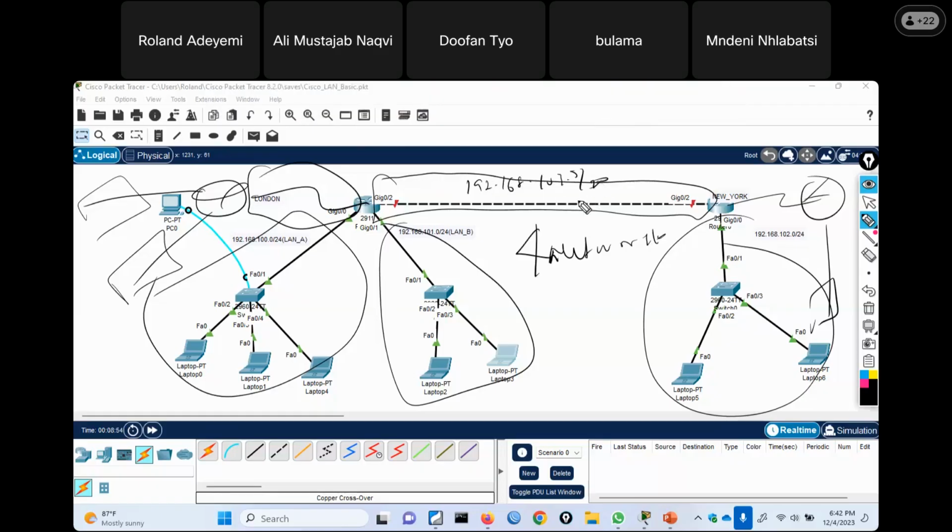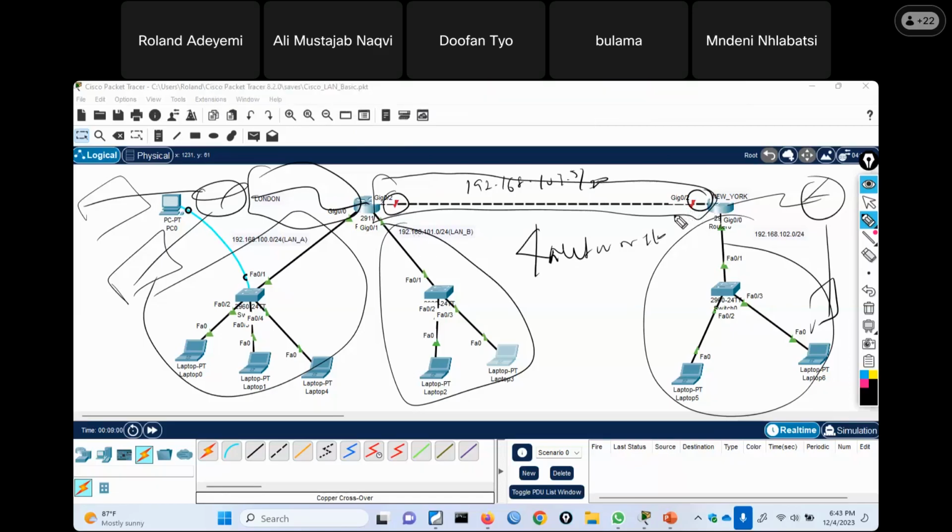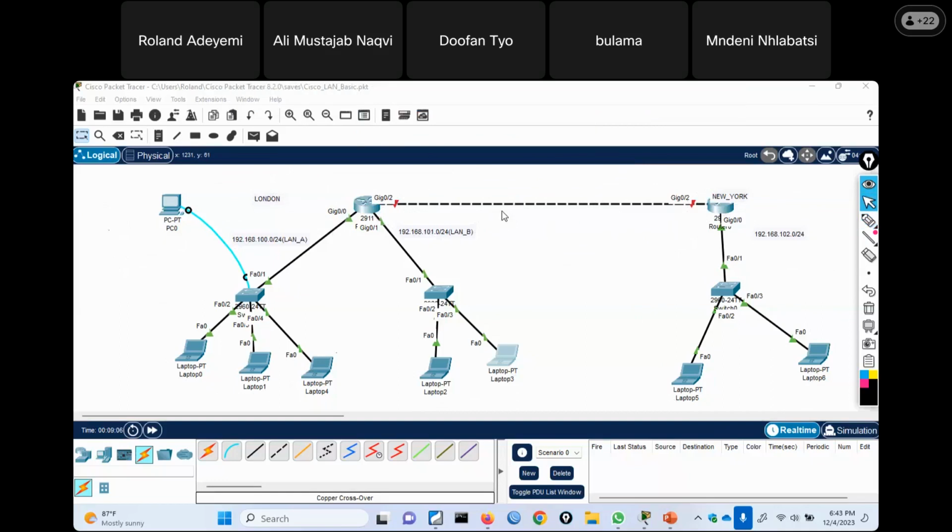You have to go back to your subnetting. Give this interface an IP address from that network. Give this interface an IP address from that network. These 2 interfaces belong to a network. Don't ever forget that. Is that clear?